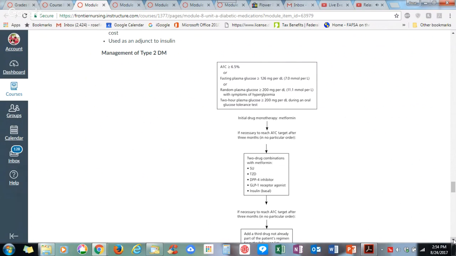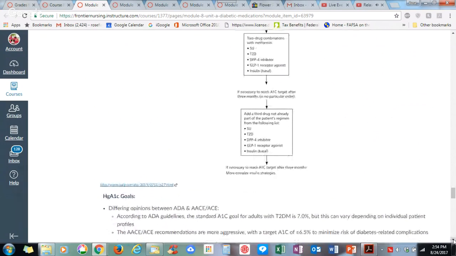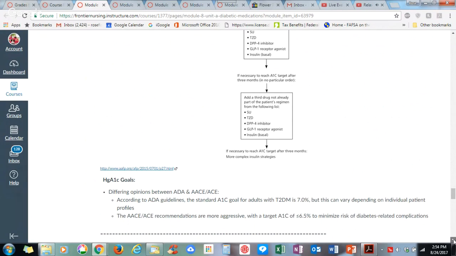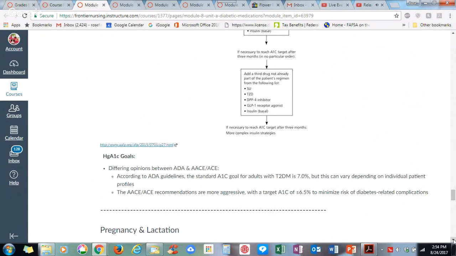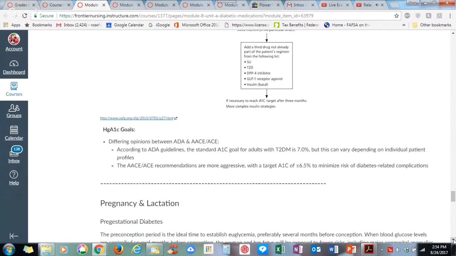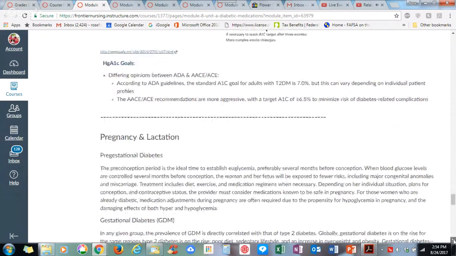You can use a 2-drug combination with metformin: SU, TZD, DPP-4 inhibitor, GLP-1 receptor agonist, insulin, basal. If necessary to reach A1C target after 3 months, add a 3rd drug not already part of the patient's regimen from the following list: SU, TZD, DPP-4 inhibitor, GLP-1 receptor agonist, insulin, basal. If necessary to reach A1C target after 3 months, use more complex insulin strategies.